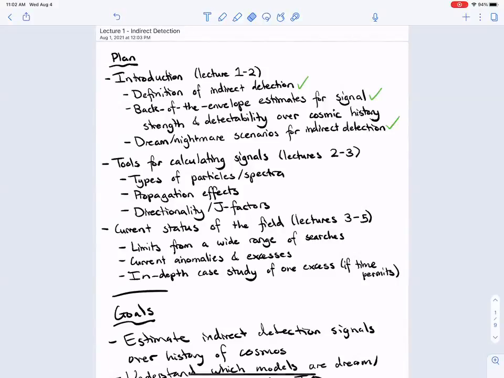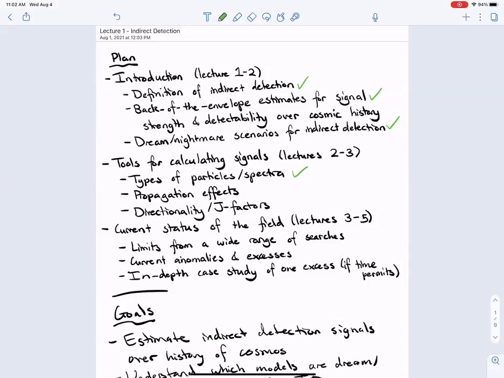So we talked last time about the types of standard model particles that could be produced and the kinds of spectra of those particles that we would expect to see. Today we're going to talk about the next step in the calculation, which is how the stable particles that are produced by annihilations or decays get from the origin point to our telescopes. And we're going to talk about this in two contexts.